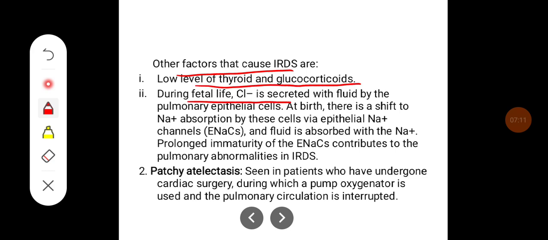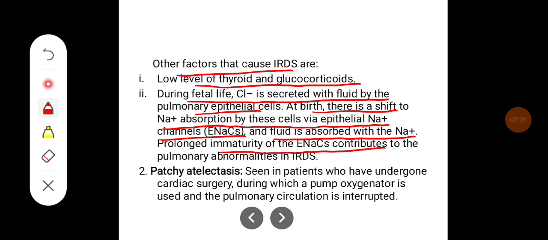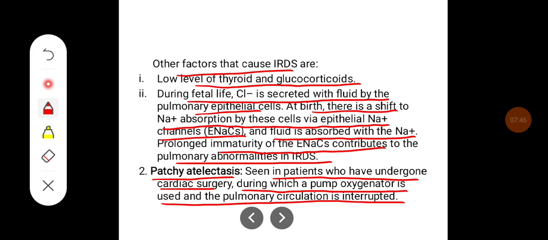During fetal life, chloride is secreted with fluid by pulmonary epithelial cells. At birth, there is a shift to sodium absorption by these cells via epithelial sodium channels, and the fluid is absorbed with the sodium. Delayed maturity of epithelial sodium channels contributes to the pulmonary abnormalities in IRDS. Patchy atelectasis is seen in patients who have undergone cardiac surgery, during which a pump oxygenator is used and the pulmonary circulation is interrupted.